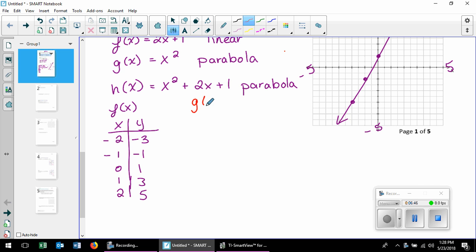Okay, let's talk g of x. So -2, -1, 0, 1, 2. At 0, I know I'm going to be at 0. At 1, I'm going to be at 1. At 2, I'm going to be at 4. At -1, I'm at +1. At -2, I'm at +4.